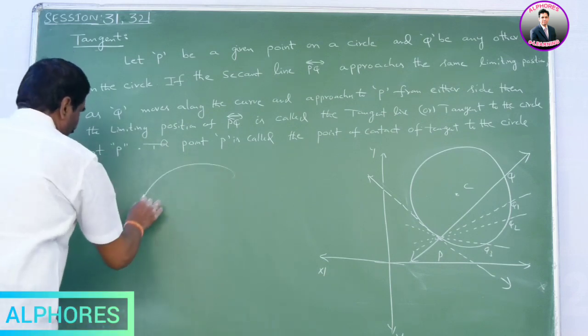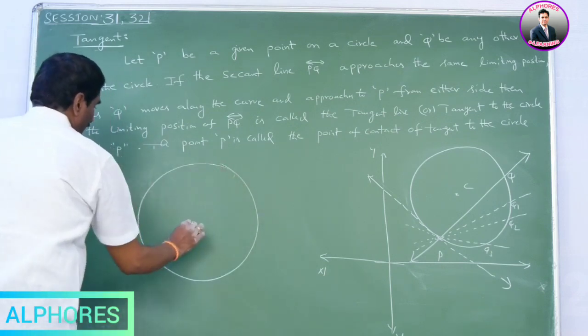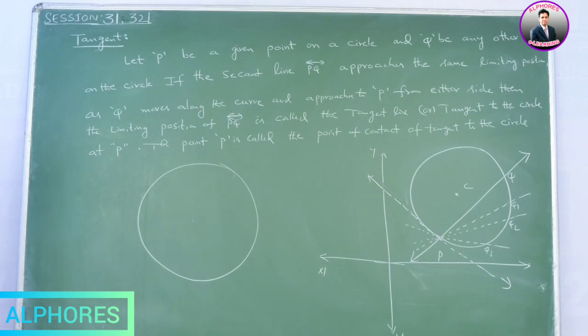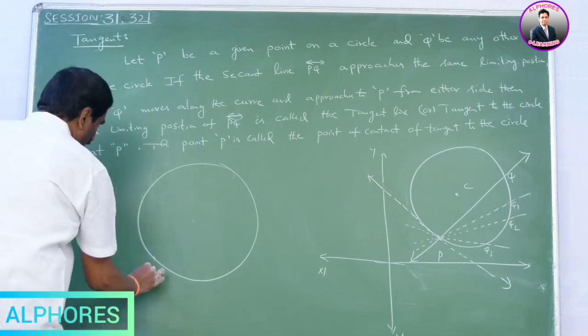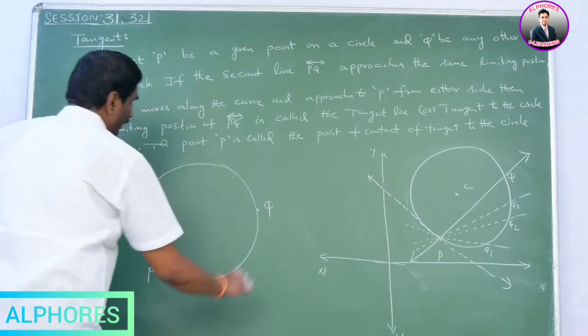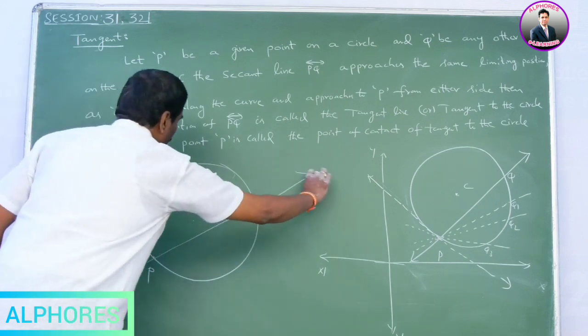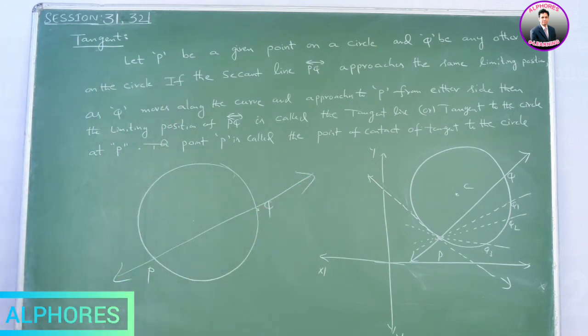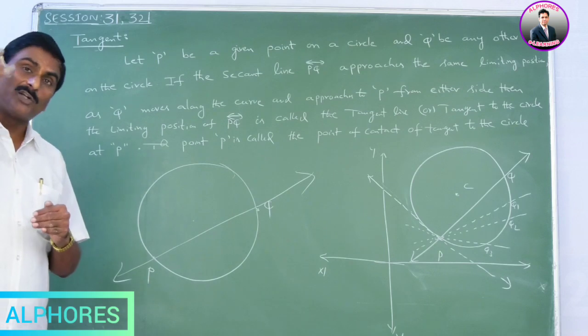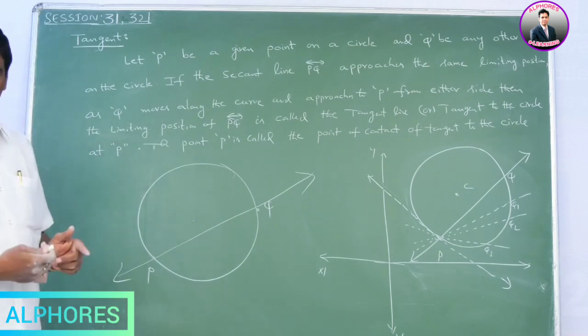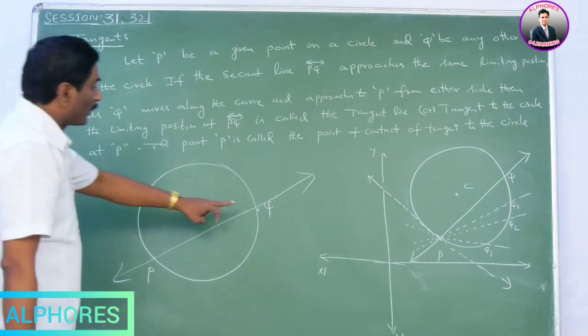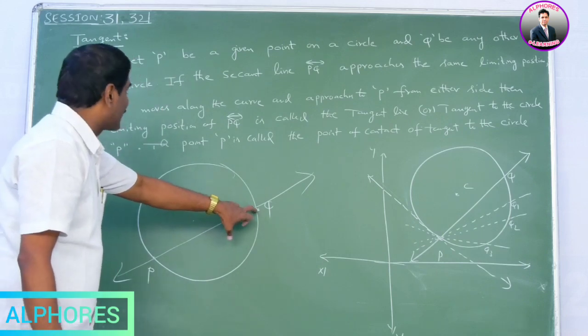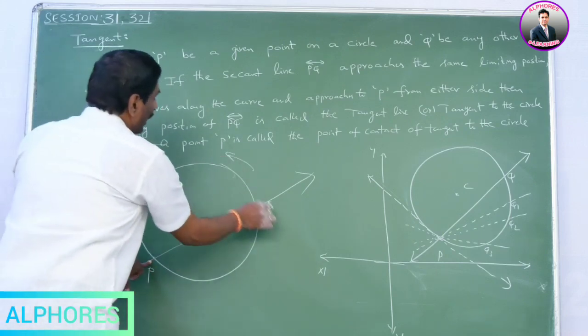Suppose this is a circle with the center C. P is one of the points on this circle and Q is another point on the same circle. These two are different. By joining these two points, we get a secant line. This secant line reduces into a tangent when Q moves on either side of P, this side or this side.